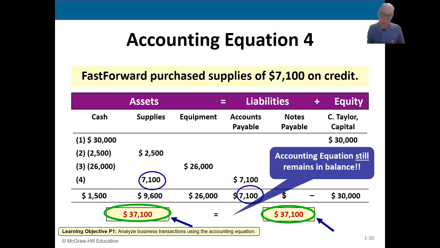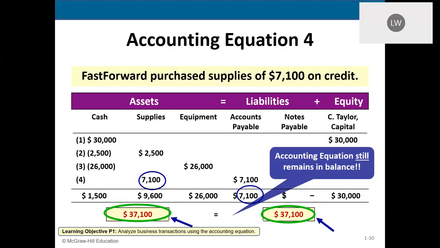Take a look at the totals. Our balances are $1,500 in cash, $9,600 in inventory, $26,000 in equipment, a total of $37,100 in total assets. On the other side of the accounting equation, I have $7,100 in accounts payable and $30,000 in total equity, which is also $37,100. The accounting equation is always going to be in balance. It needs to be always balanced. Assets always equals liabilities plus equity, regardless of the type of transaction.